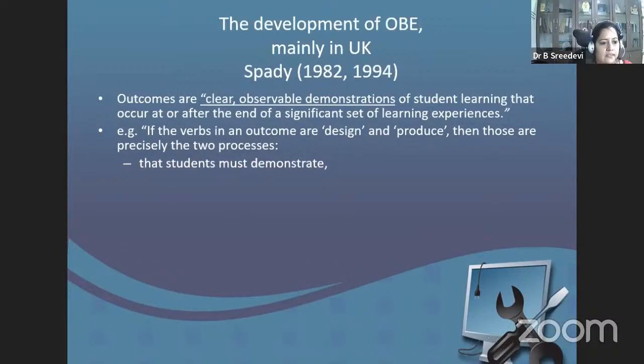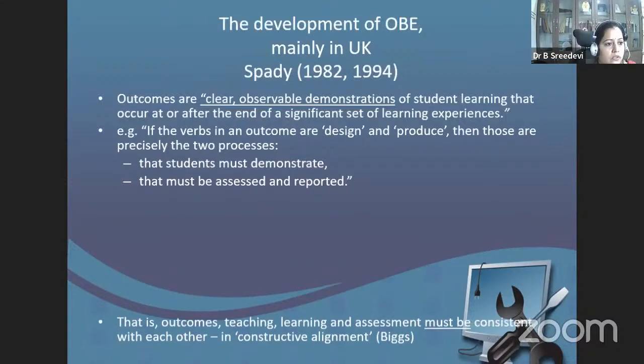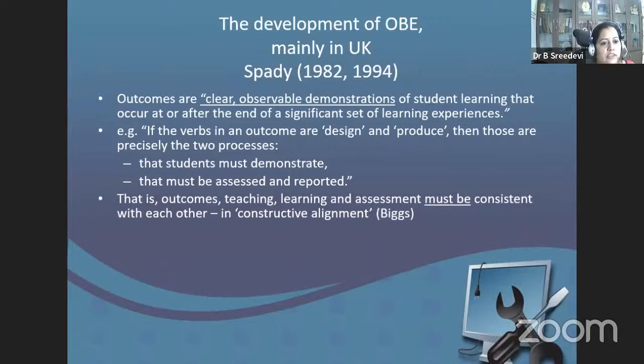Design is nothing but, as I said, whenever I mention demonstrate, it means they need to implement what they did, and they should be assessed through some means, either in the form of lab sessions, or a mini project, or a question paper with written answers. So they should be assessed and reported as successful students. This is the Spady definition from 1982 and 1994.